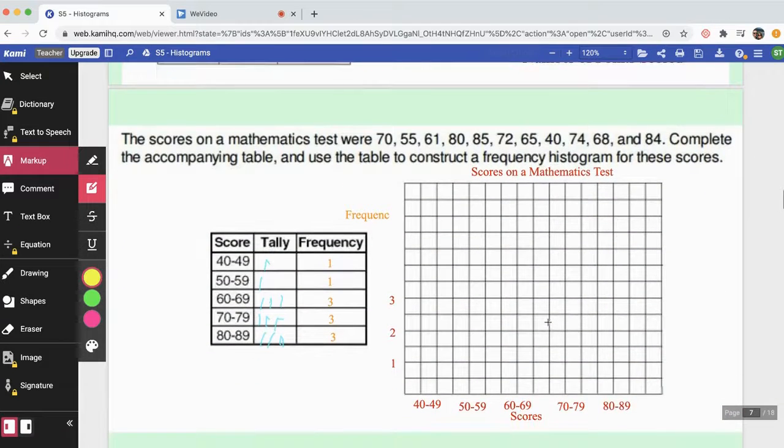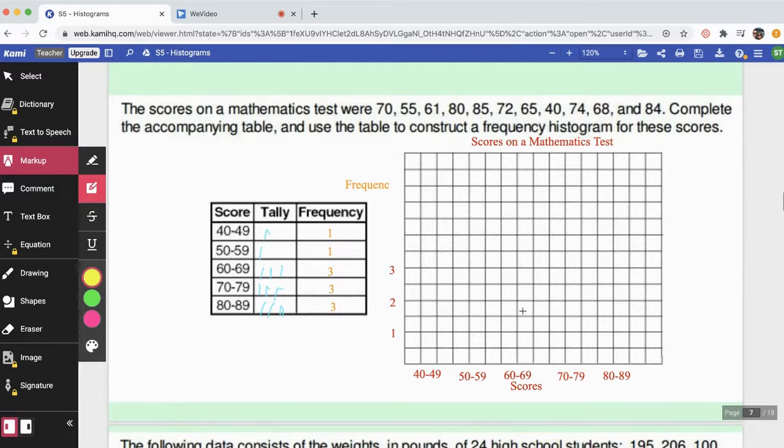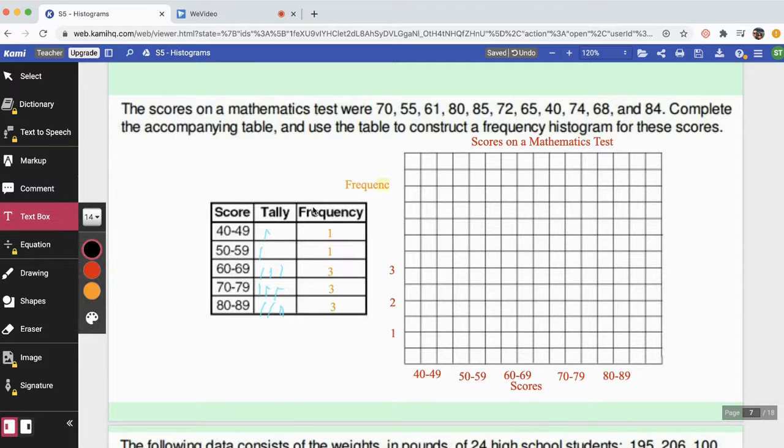Okay, let's try another one. So the scores on a mathematics test were, and here's a list of what those scores are. It asks us to complete the accompanying table and then use the table to construct a frequency histogram for the scores. So it looks like my Y is missing on frequency here. So I'm going to fix it.